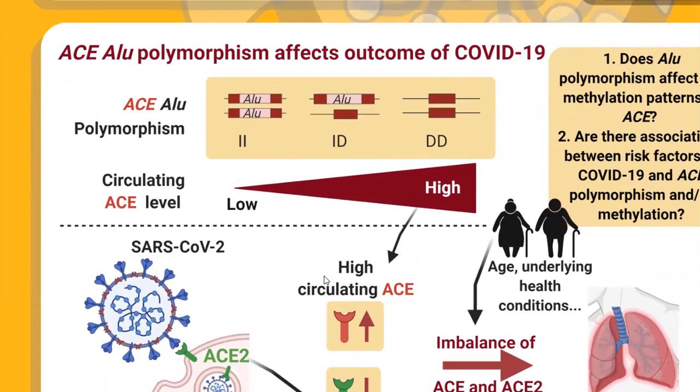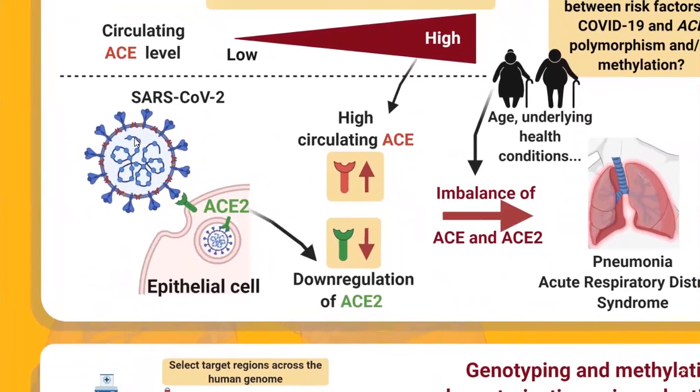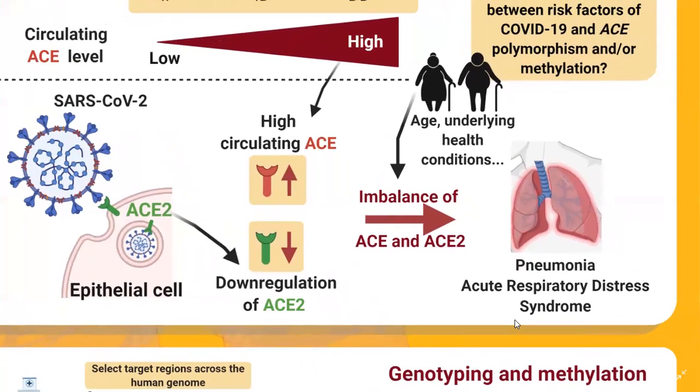On the other hand, as SARS-CoV-2 enters the cell, it downregulates ACE2. Together with higher levels of ACE in the host, the imbalance likely predisposes individuals to the more severe form of the disease. Interestingly, other risk factors such as aging and high blood pressure are also associated with changes in ACE level regardless of the genotype.